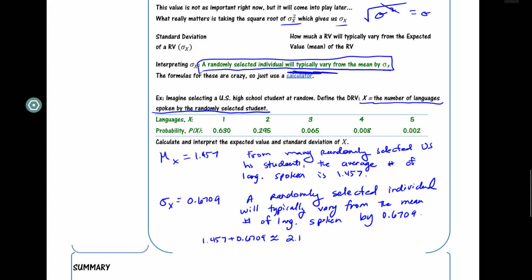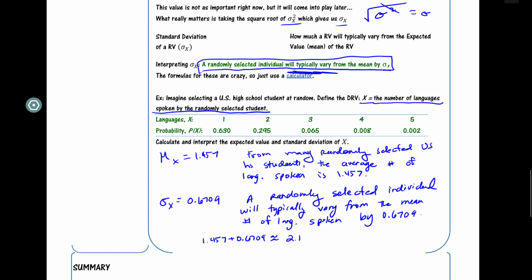But what standard deviation does is give you a barometer of weirdness. And it tells me if I know a student speaks more than 2.1 languages, then they're going to be atypical. So that's why I like to look at this standard deviation. You have to look at it in conjunction with the mean to really get a full understanding. A student that speaks more than 2 languages, that's going to be kind of weird, right? But a student that speaks 2 languages, no, they're still within that typical variation. That's not unusual. More than that, pretty unusual.